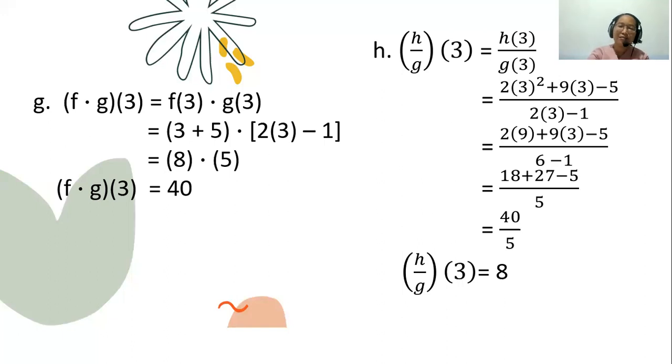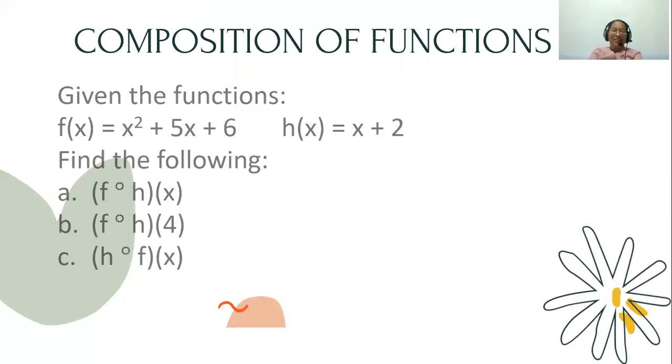Now, this time, let's have the composition of functions. Given the functions f of x equals x squared plus 5x plus 6 and h of x as x plus 2, find the following: a, the composition of f and h of x; then b, the composition of f and h of 4; and lastly, the composite function of h and f of x. So how do we do that?